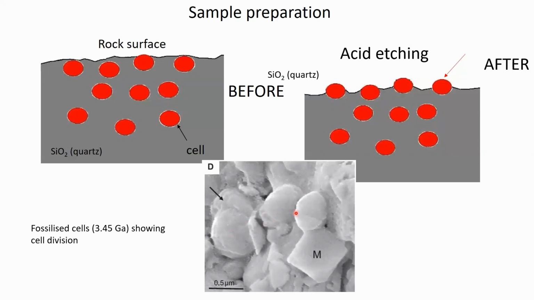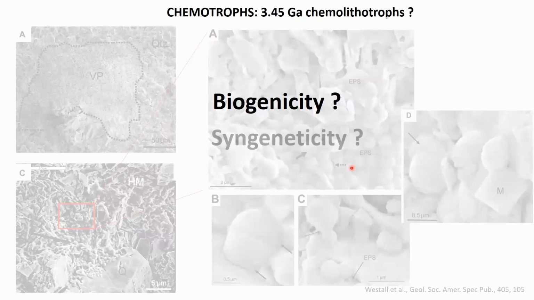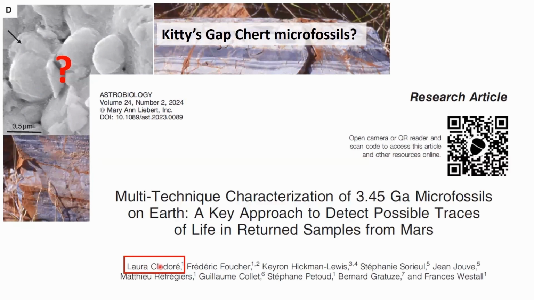as we see here. Now, the devil's advocate would say, right, okay, let's say that these are biological structures, but how do you know that they are syngenetic with the rock, i.e. they formed at the same time as the rock, and they weren't some kind of modern infiltration? So we have the problem of biogenicity and syngenicity. And this is where the work of former PhD student Laura Clodere comes in. She made a very, very painstaking multi-technique study of samples of this rock to demonstrate biogenicity and syngenicity.